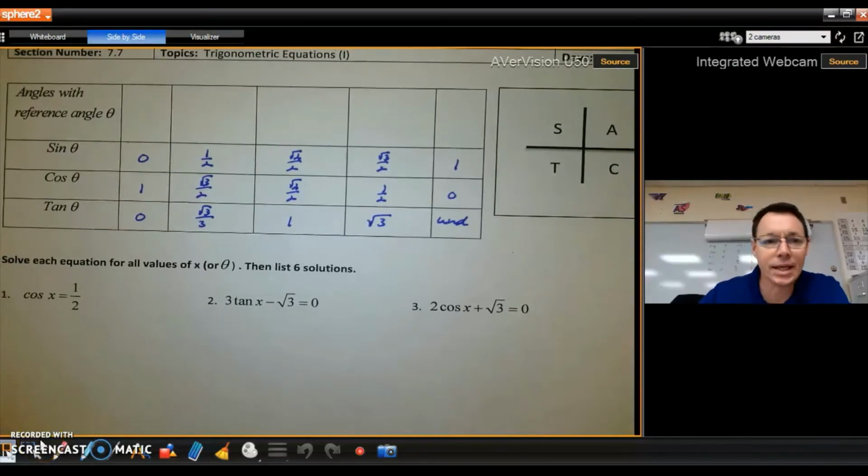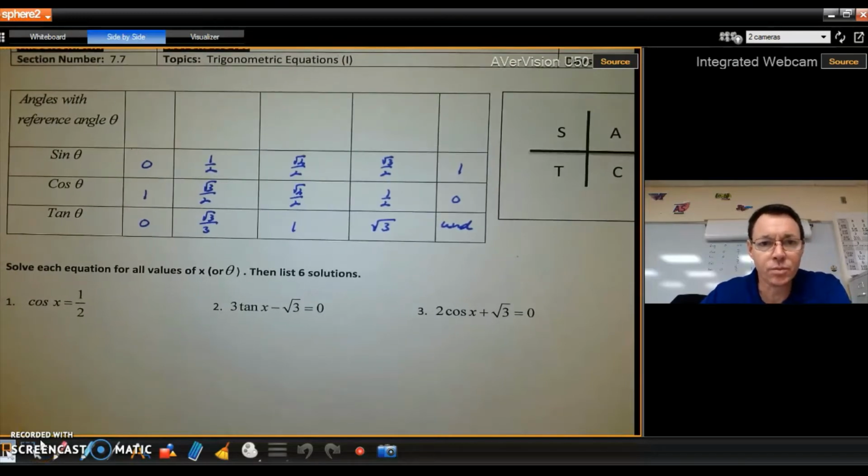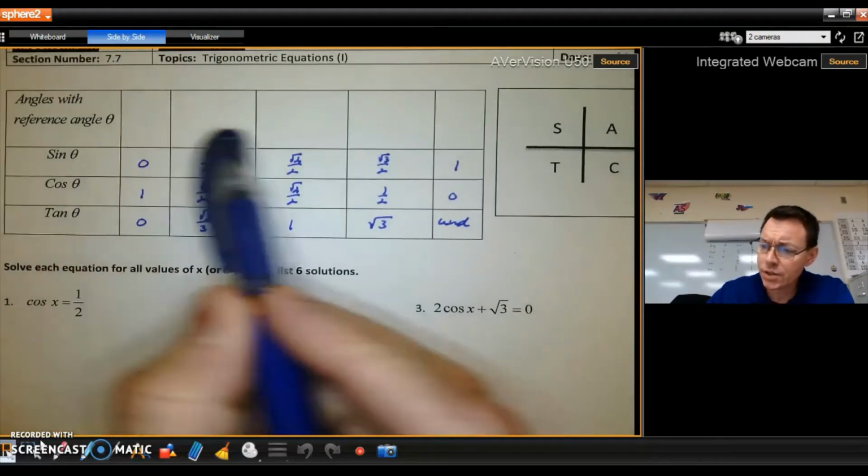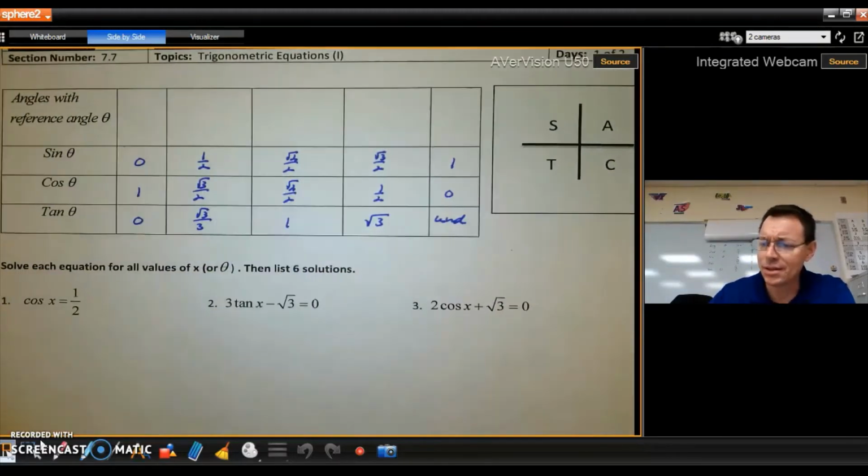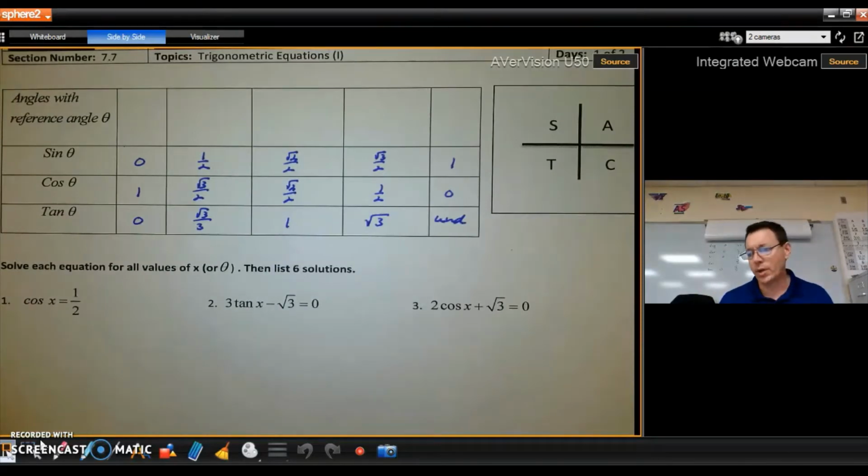Hi! Alright, today we are going to take a look at 7.7, which is solving trig equations. If you look at the very top, you're going to see the chart, your normal chart, but you're going to notice that there's some extra space up at the top, and I'm going to explain what's going on here in a second. If you want to go ahead and fill out the middle part of your chart, I went ahead and did that, saved myself a little bit of time.